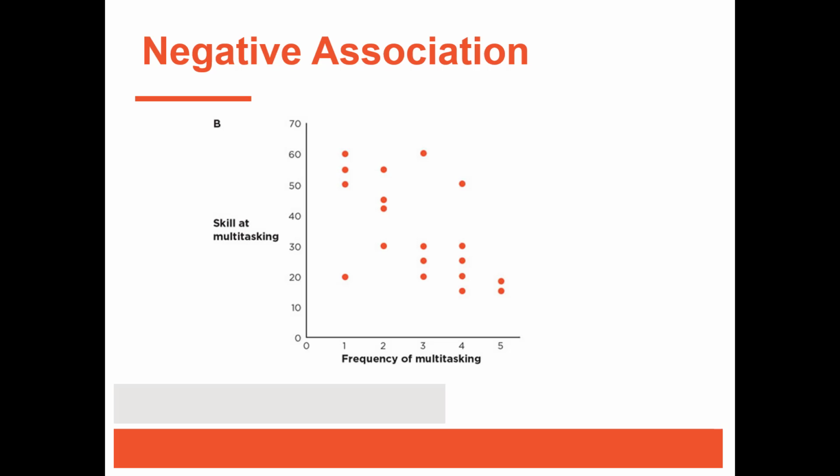A negative association, or negative correlation, is when high scores on one variable are associated with low scores on another variable, or when low scores on one variable are associated with high scores on another variable. Think of this as two variables changing in opposite directions from one another. This example shows the relationship between someone's frequency of multitasking and their skill at it. We can see that as people's frequency increases, their skill decreases. Again, if we were to draw a slope line, we can see that it goes down as we move from left to right.